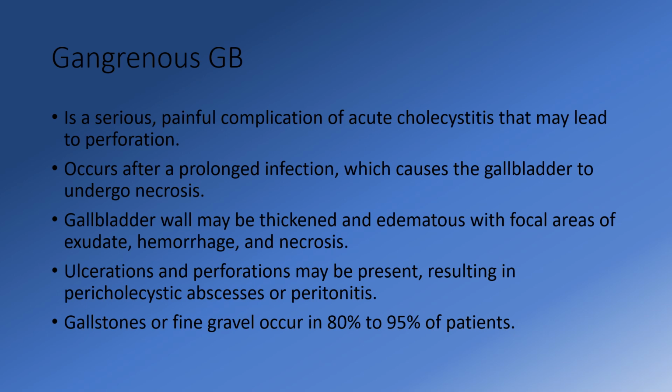You can also bleed through those wall perforations, and that necrosis, right, that's the death of the tissue, is also going to have exudate associated with it as well. Ulcerations and perforations result in pericholecystic abscesses or peritonitis. So you may see infection and inflammation of the peritoneum with gangrenous gallbladder.